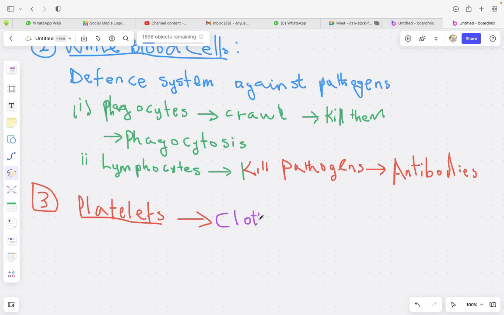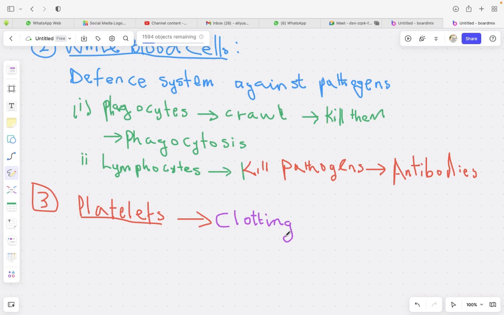Platelets help to clot the blood when the blood vessel or tissue is damaged. Now, what do we mean by this? Their job is to clot the blood when the blood vessel is damaged. Let's say, for example, you cut your hand or any part of your body with a knife or any object, and blood starts to gush out, ooze out.